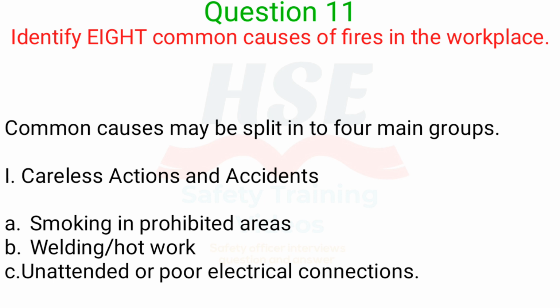Question 11. Identify 8 common causes of fires in the workplace. Common causes may be split into 4 main groups. 1. Careless actions and accidents. A. Smoking in prohibited areas. B. Welding, hot work. C. Unattended or poor electrical connections.